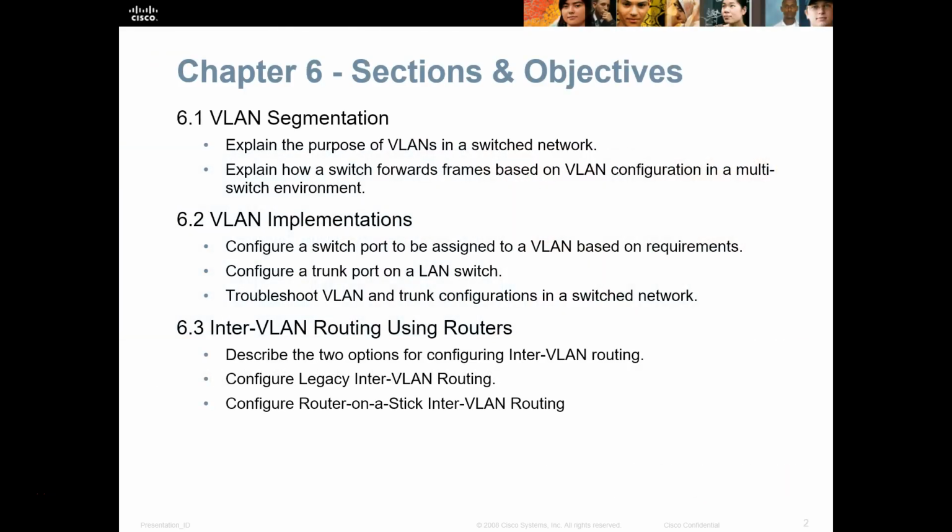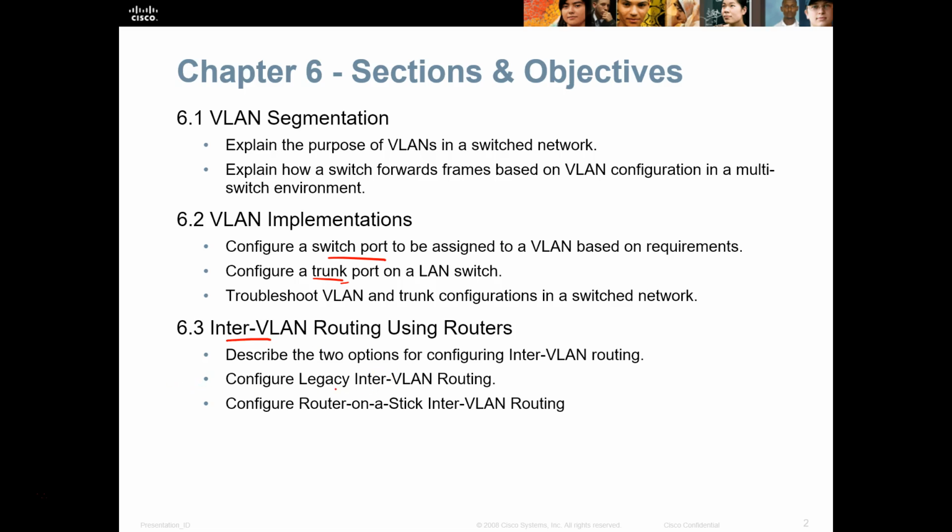There are several sections to this chapter, it's a little longer than the previous chapters. So we get into Section 1 on VLAN segmentation, and I'll stop the video there and create another video for VLAN implementation, where we actually get into VLAN port assignments and configuring trunks, and troubleshooting VLAN configurations. And then we get into inter-VLAN routing using routers.